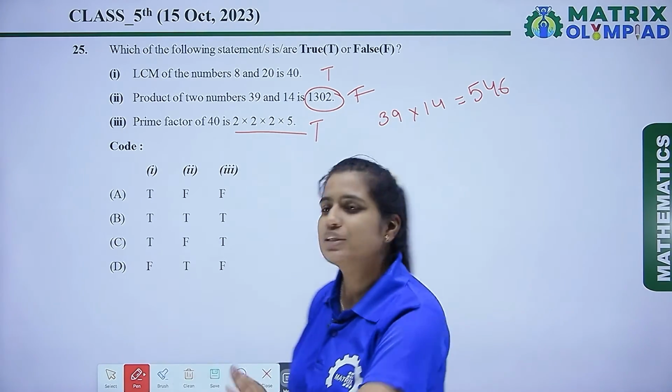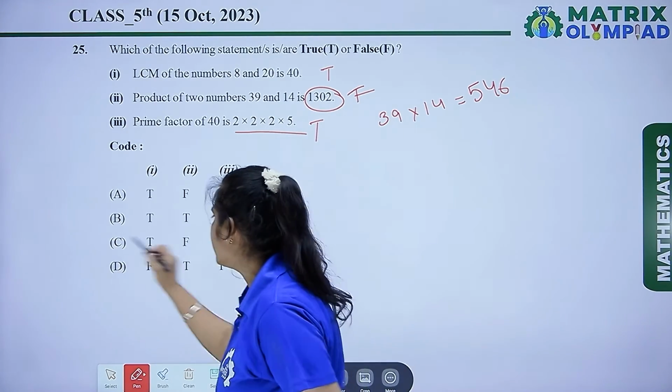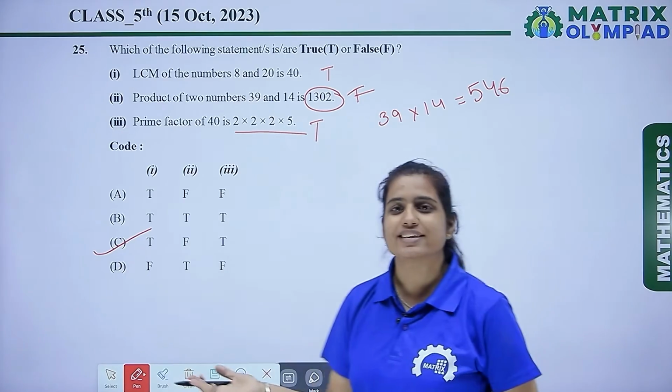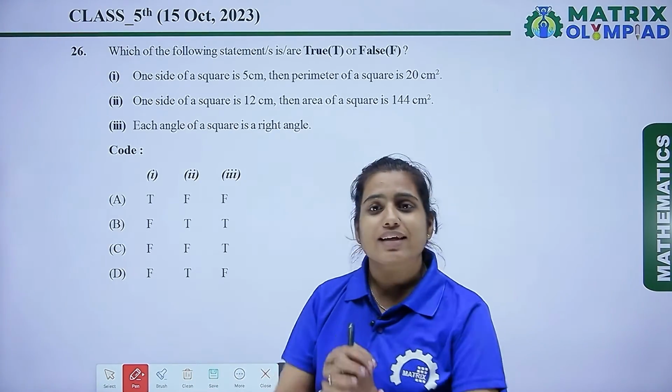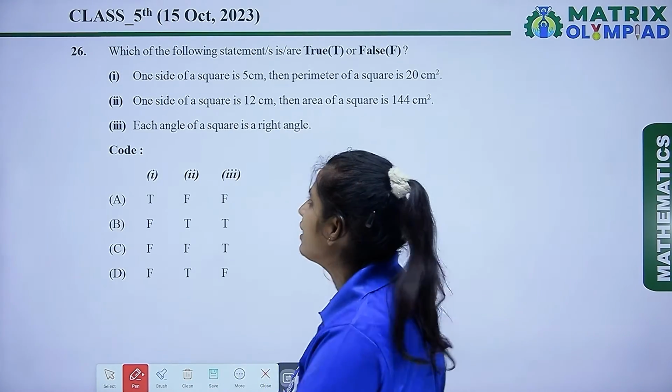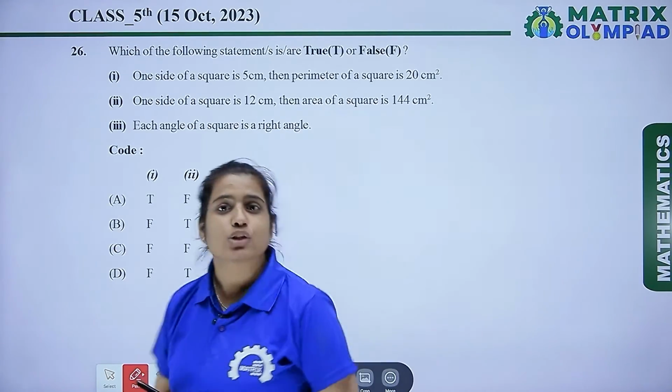So true false true is the correct sequence. Check कर लेते हैं यहाँ पर. Option C is the correct answer. Now the next question is again true false question, that is 26 question.